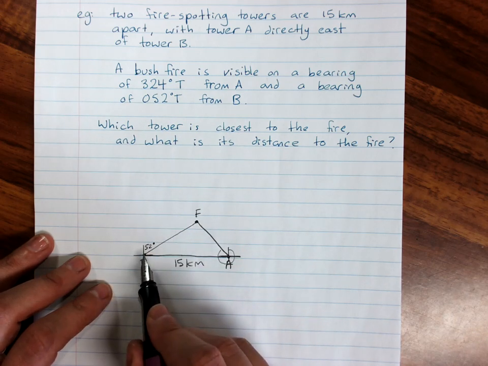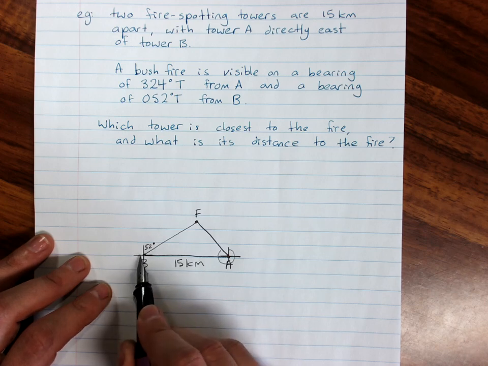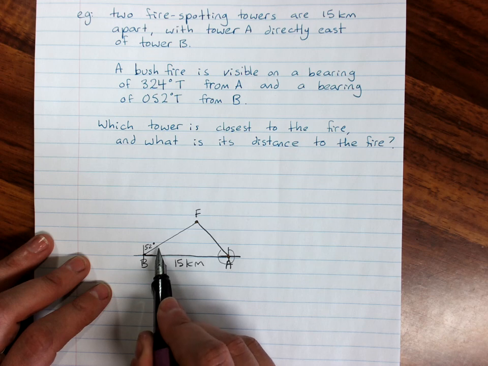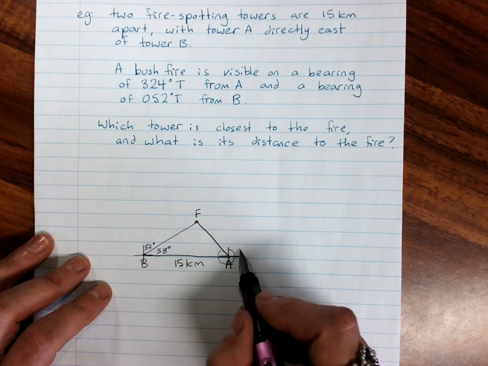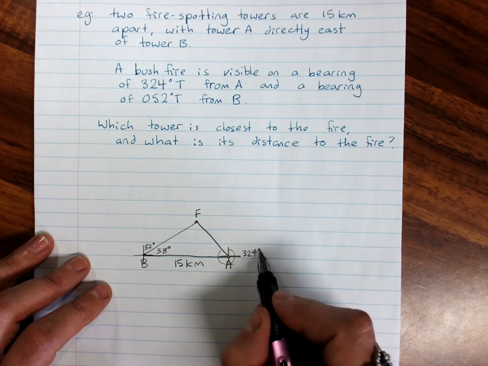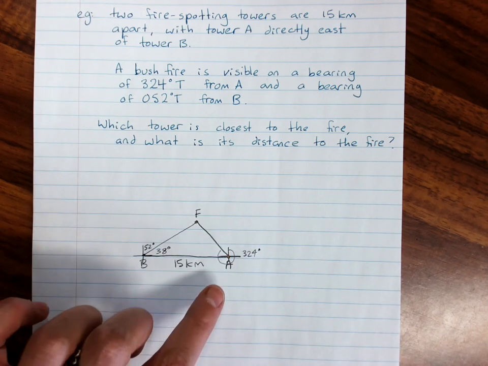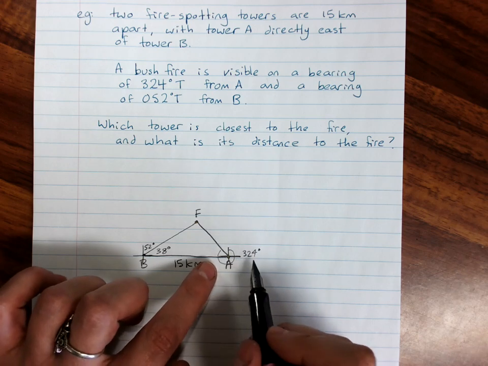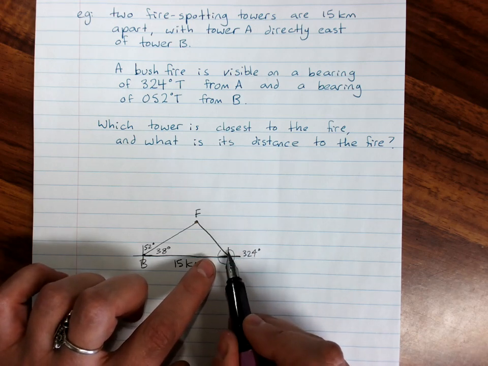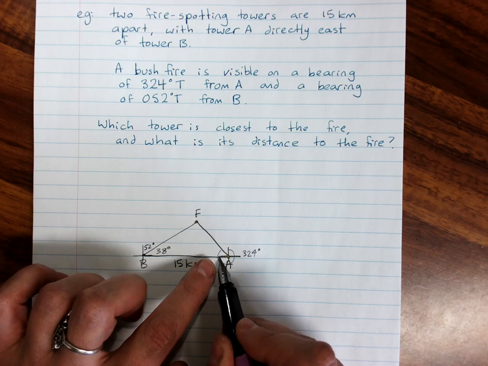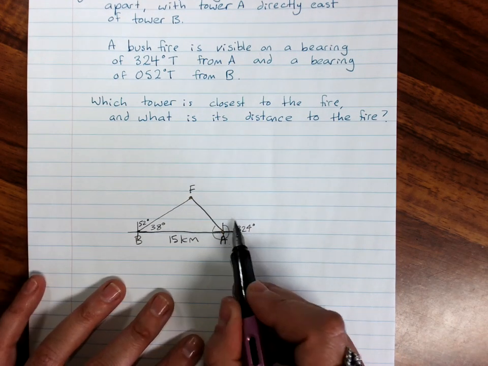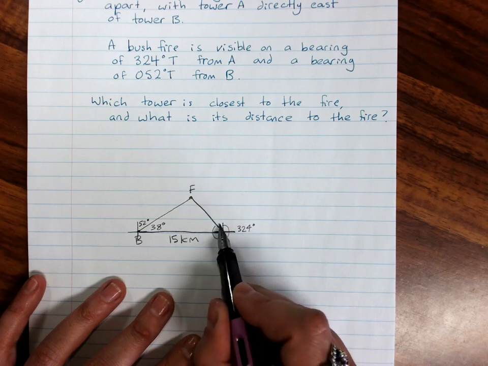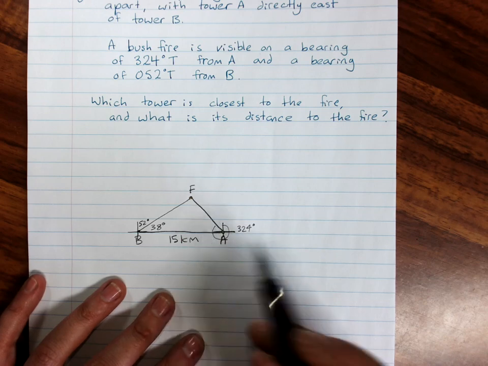So I've been given this angle here of 52. I'll have to subtract that from 90 to get this angle of 38 degrees. Here I've got an angle all the way around of 324 degrees. You do have two options. You could do 324 take away 270 just to get this angle in here, or 360 minus 324 to get this angle, and then take that from 90 to get this one.